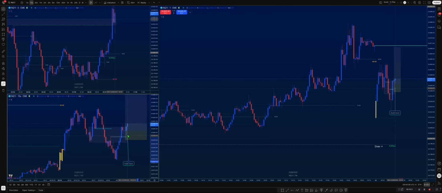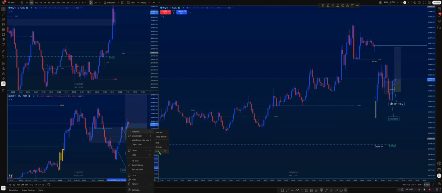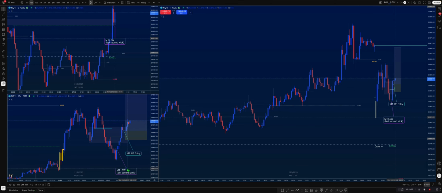And also this becomes the M1 IRF Entry. And I'll actually now put another one. I did that because I just want to change the color. I color code them. So pink is for signatures and blue is for entry.